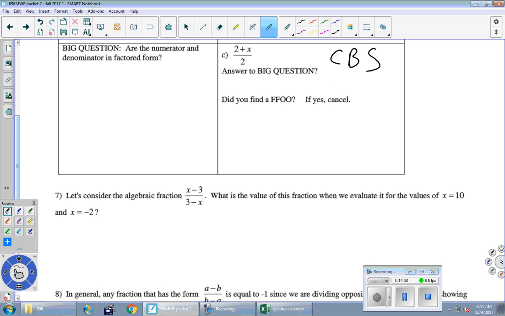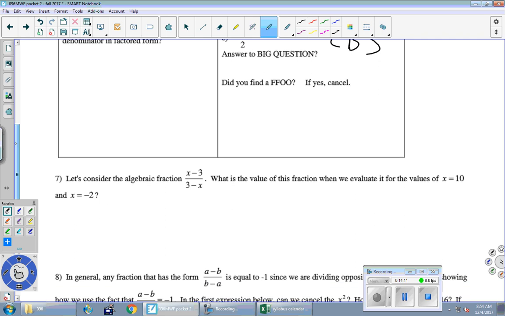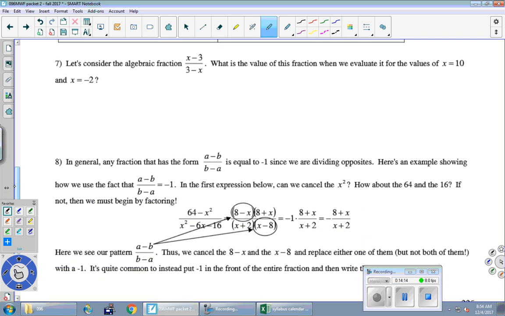Okay, so that's all we're going to say about simplifying single fractions. Now we're going to come down here and sort of change gears a little bit. It says, consider the algebraic fraction x minus 3 over 3 minus x. Brand new problem here. And we are going to evaluate this fraction for the values of x equals 10 and x equals -2. Let's try x equals 10. So we are replacing all of those x's with 10s. So we get 10 minus 3 over 3 minus 10. So that's a 7 on the top, and how much on the bottom? -7. And what does that reduce to? That's -1.